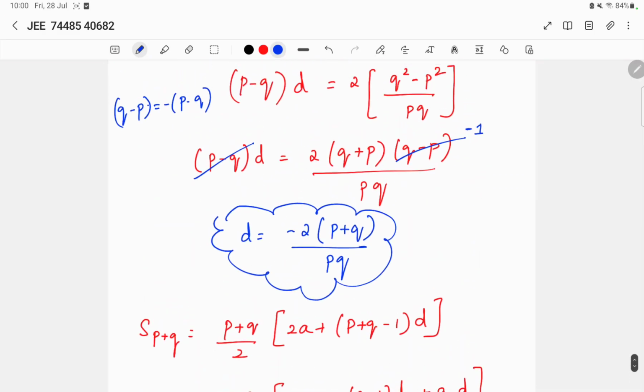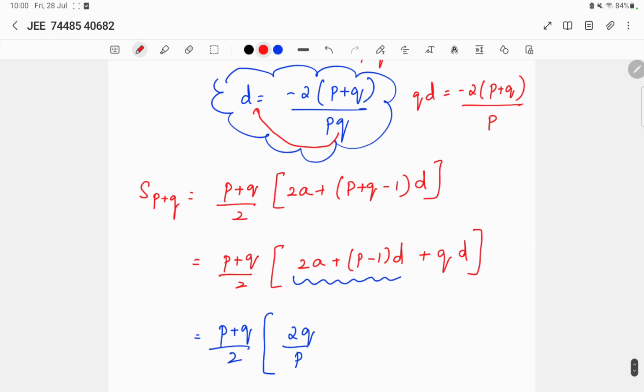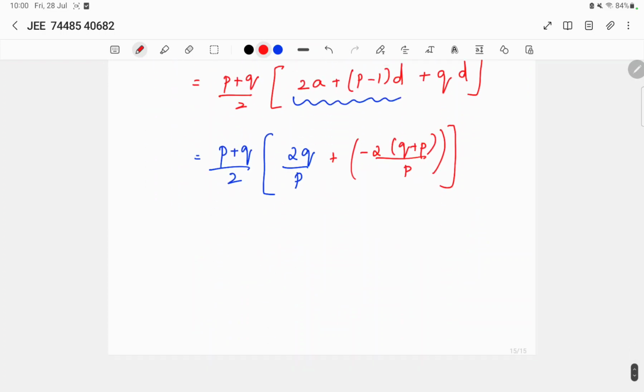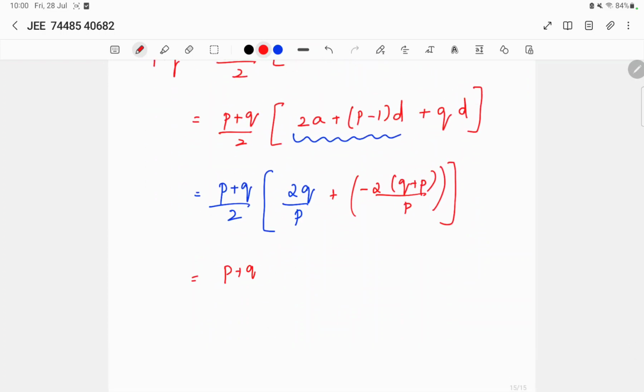Now what will be QD? See here, in this D, if this Q alone comes here, it will be QD. QD will be equal to minus 2 into P plus Q divided by P. Now I can just substitute that here. So it will be plus of minus 2 into Q plus P divided by P. So P plus Q by 2 into 2Q by P, and here minus 2Q by P, and minus 2P by P, like this we have now.